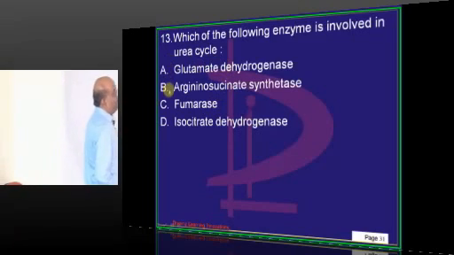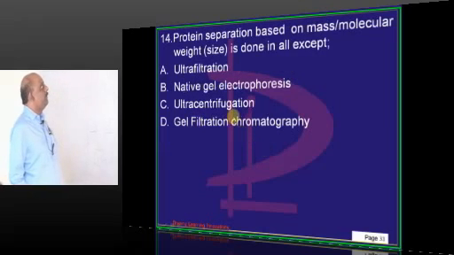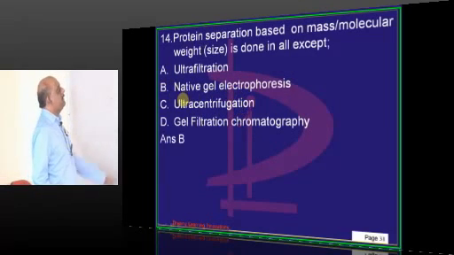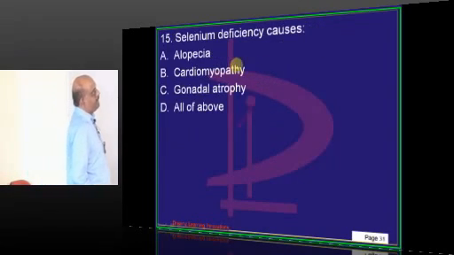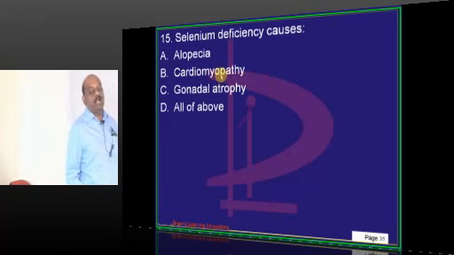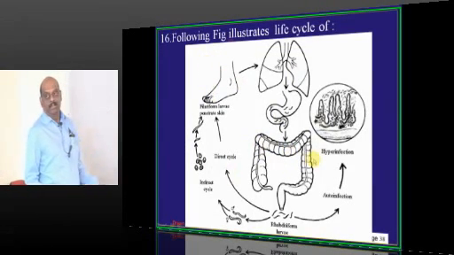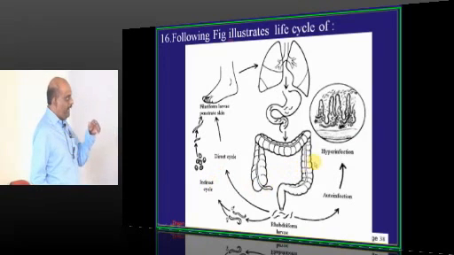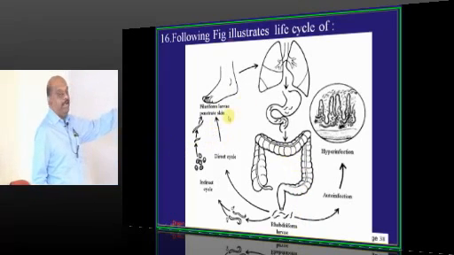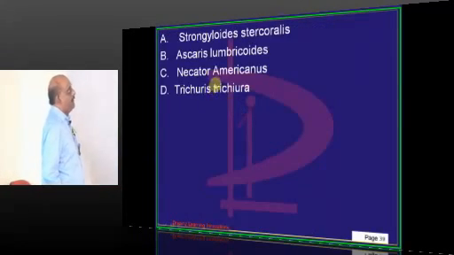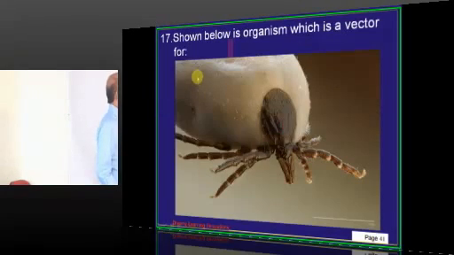So, that's how. Now, what is the urea cycle enzyme? Argininosuccinate synthetase out of all this. Protein separation methods include all this, but not native gel electrophoresis, ultracentrifugation, ultrafiltration, etc. They are all. Selenium leads to Keshan's cardiomyopathy. Then there is the life cycle of what? Where you have hydatidiform mole, you are having rhabditiform larvae and filariform larvae that penetrate the skin. Strongyloides stercoralis typically has a life cycle like this, is the point of interest.